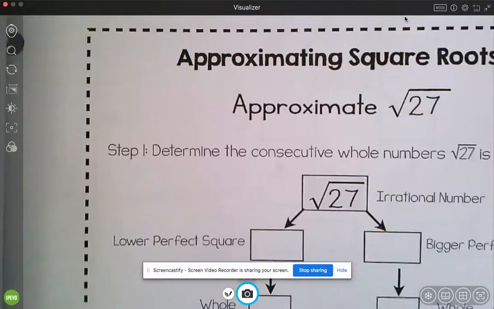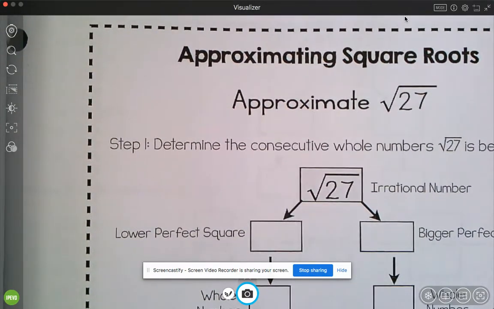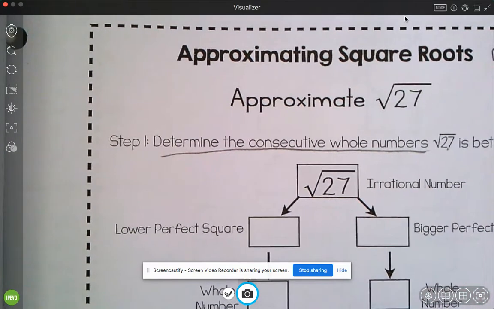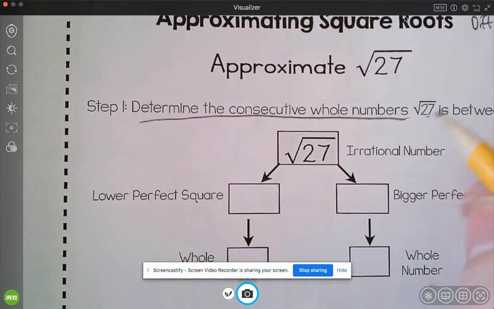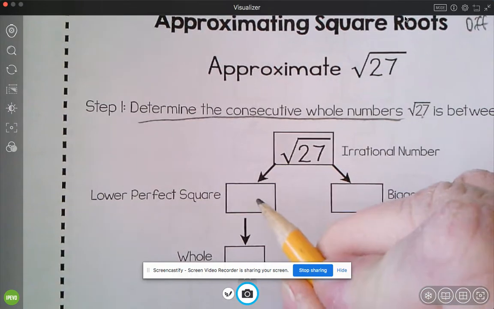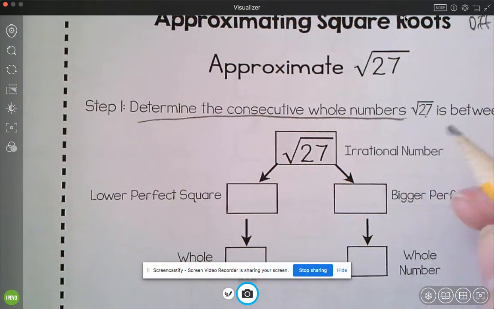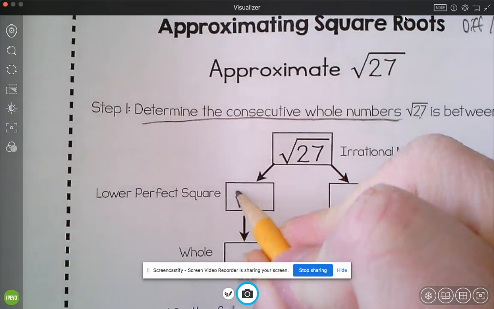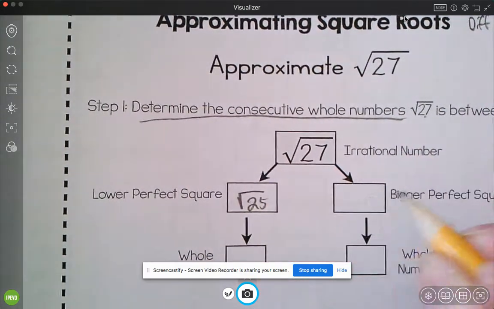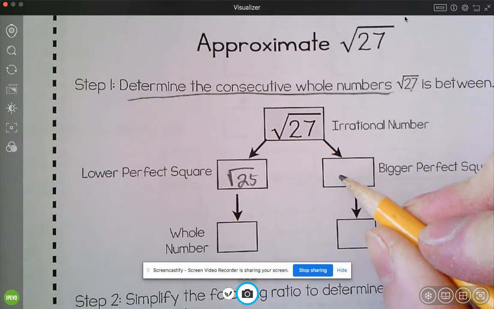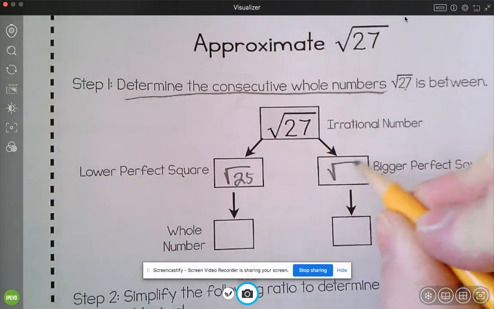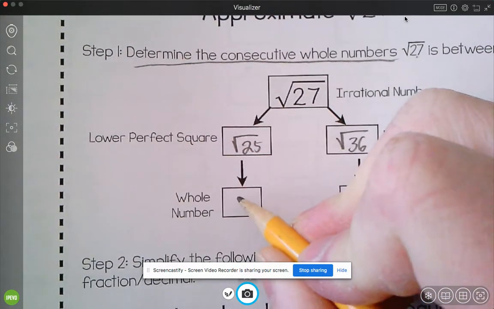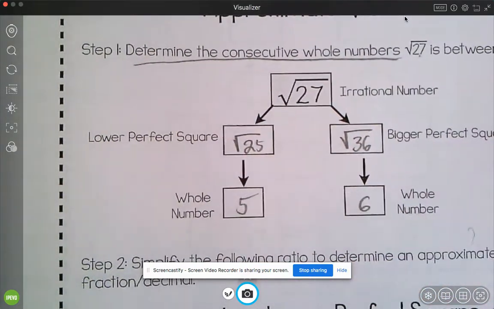So step one, just like when we were estimating, you determine the two consecutive whole numbers that the square root of 27 is between. What two perfect squares is it between? What's the lower perfect square? Square root of 25. And what's the bigger perfect square? Square root of 36. So now you know that it is between 5 and 6.